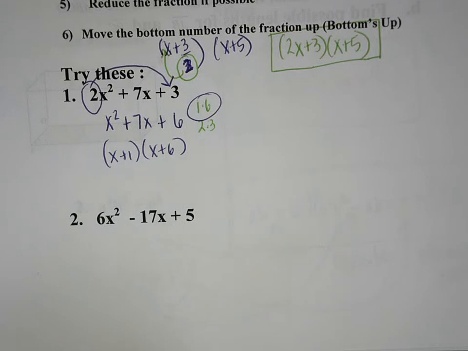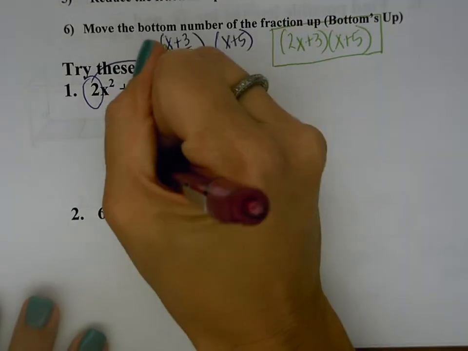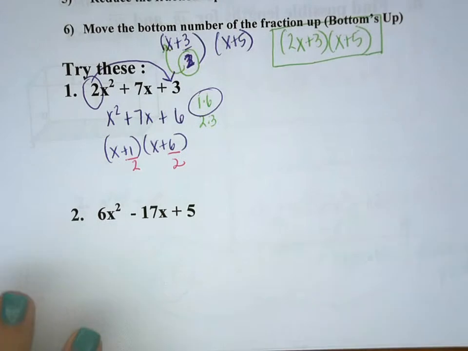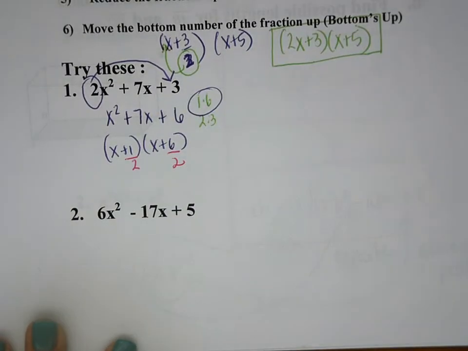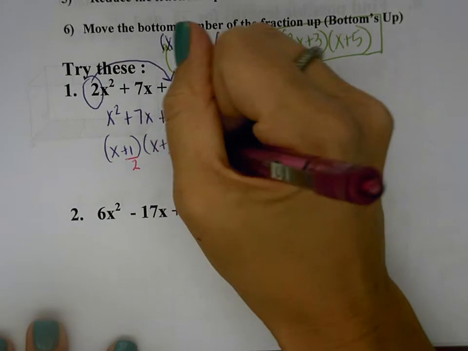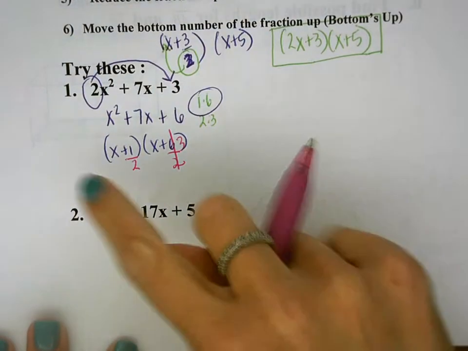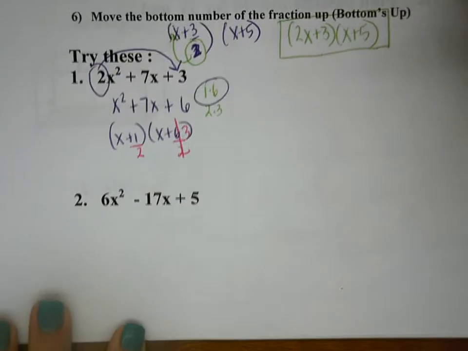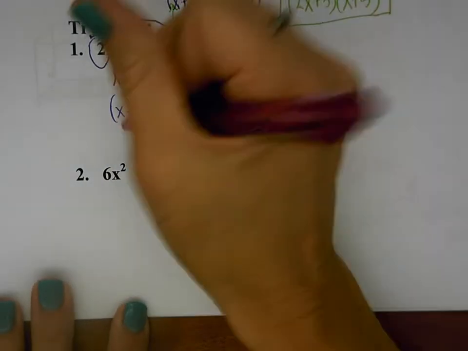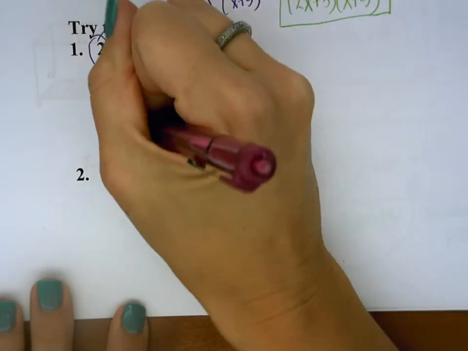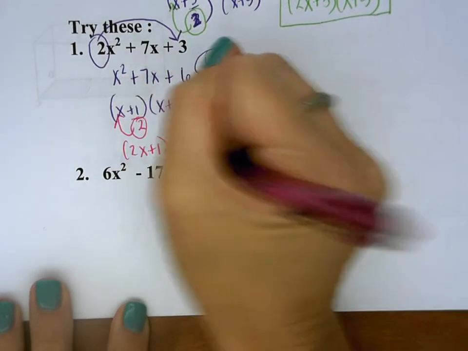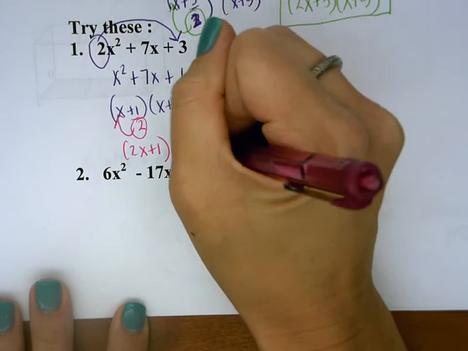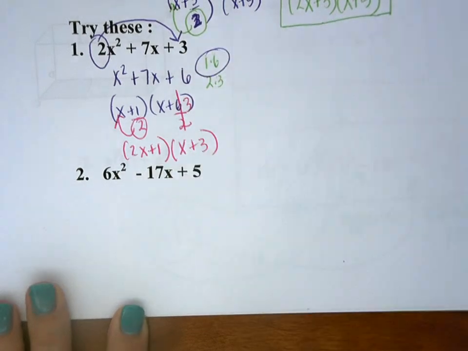Good. I have to go under by 2. So we are going under by 2 to each of these numbers. Can 1 over 2 reduce? No. Can 6 over 2 reduce? Yes. To what? 3. So now, anything that did not reduce, we bring the bottom up. So I'm bringing 2 up. Okay, so that means I have 2x plus 1. And this one reduced, so I just have x plus 3.